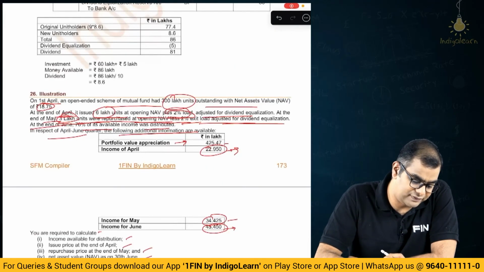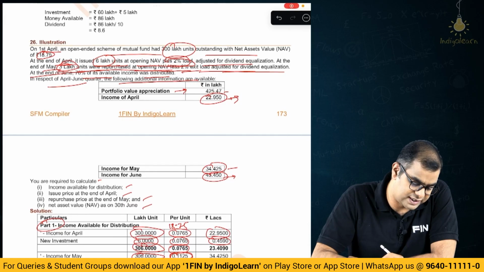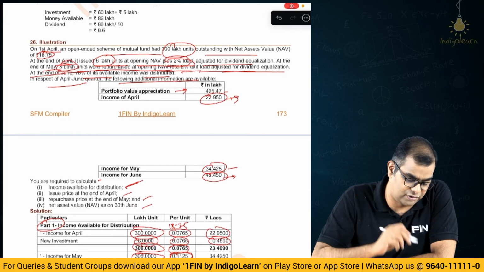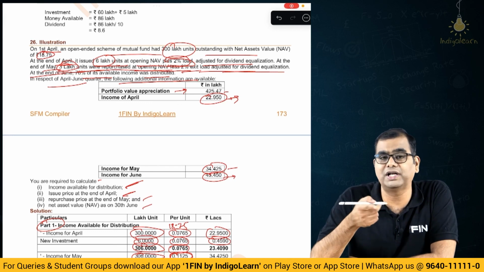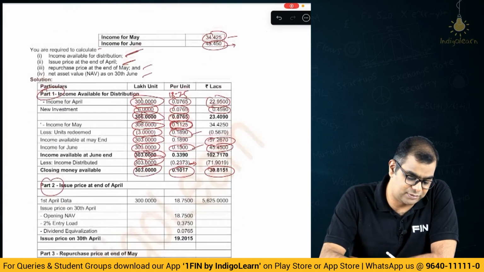Now, what have they asked? They have asked us to find out two things: income available for distribution, which we have already found out, then issue price at the end of April. Did we find out the issue price? We only found out the dividend equalization amount. Now let us come to the issue price.